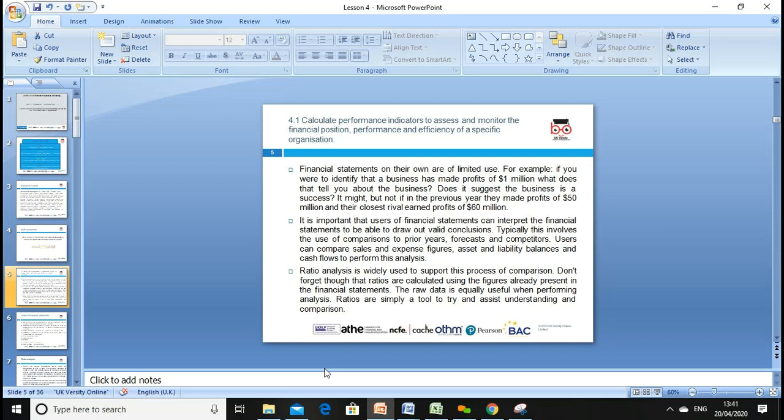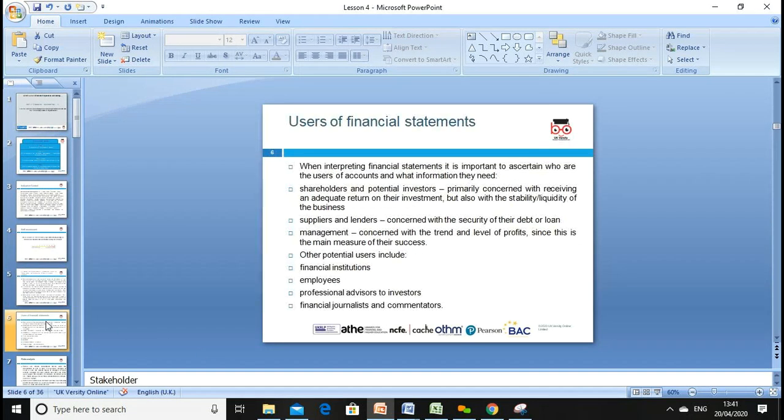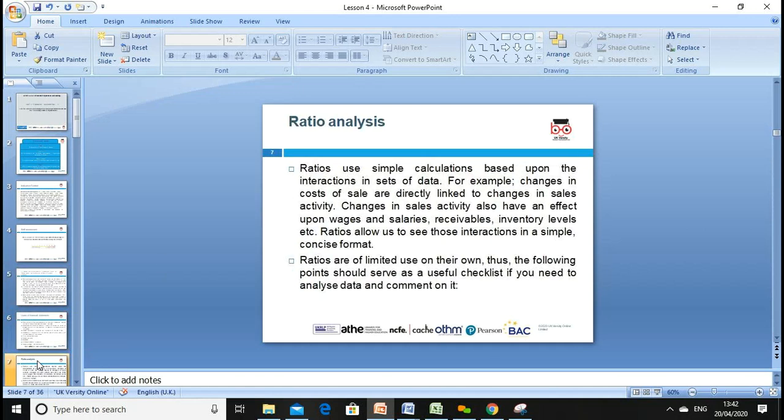Don't forget, though, the ratios are calculated using the figures already presented, but they will help you to make decisions, and we can use the comparative figures. Okay, users of financial statements. When interpreting the financial statement, it is important to establish who the users are. So you have to look at suppliers, lenders, management, financial institutions, employees. Different users look for different information in the statement and these ratios.